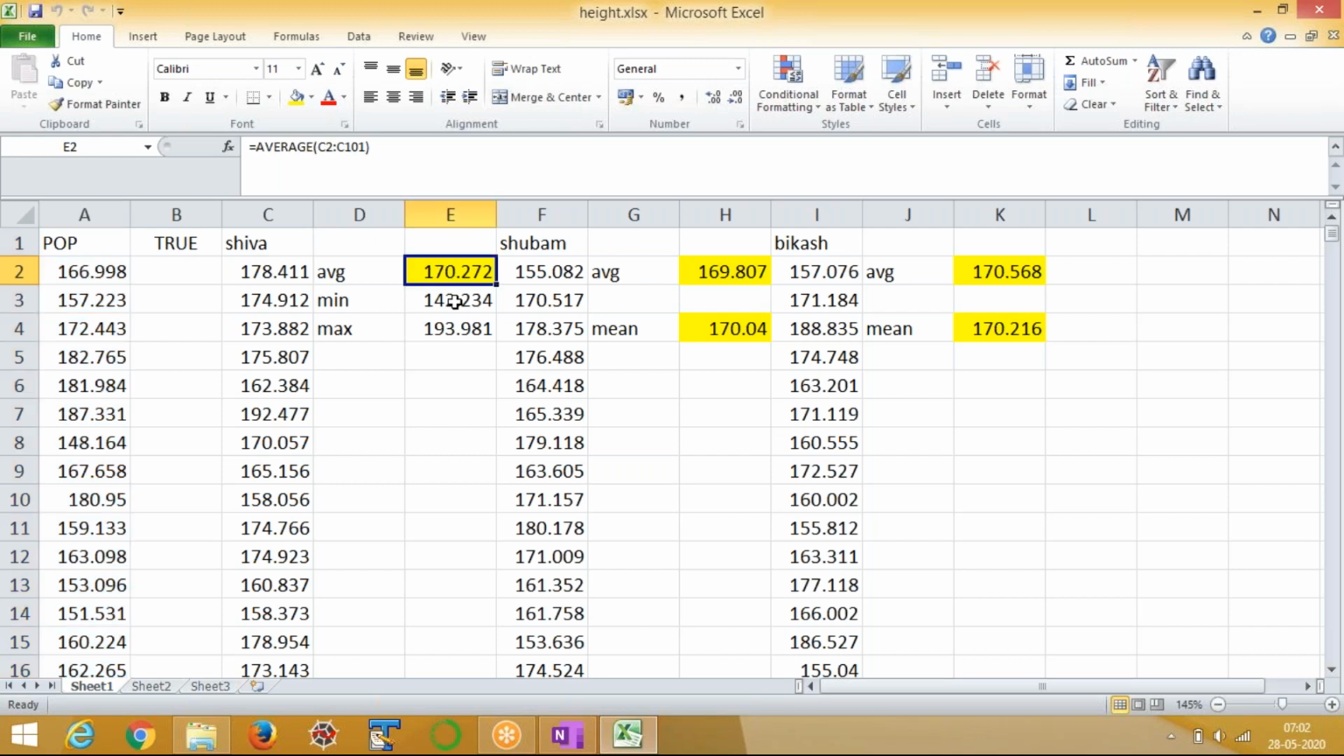But the question is, is this result really matching my true population average or not? Because the true population average is not known. When everyone did their own job independently, we got different values. So the question is, which value is perfect?